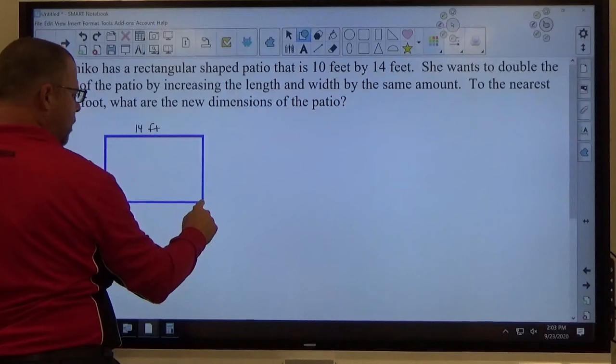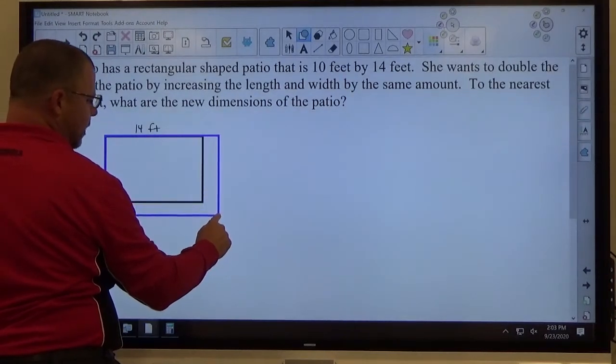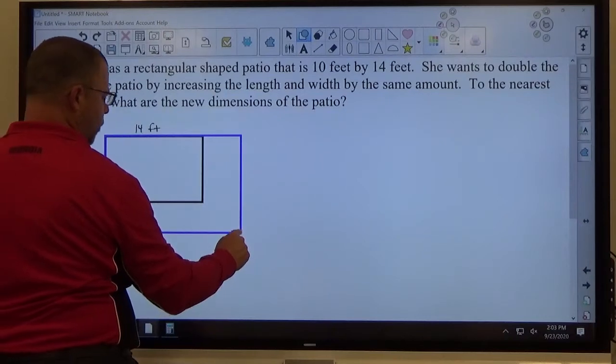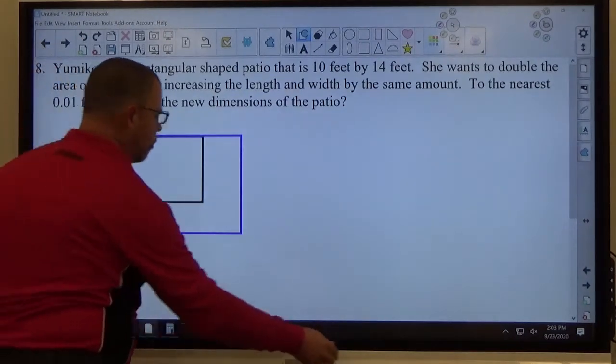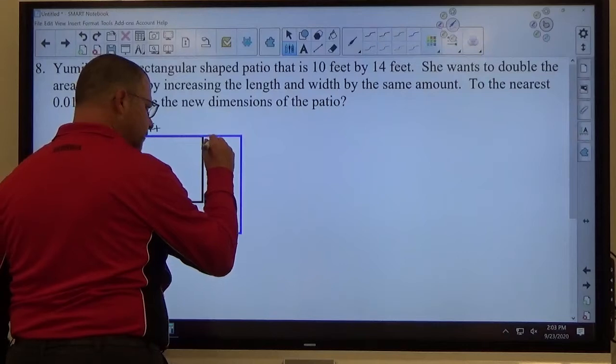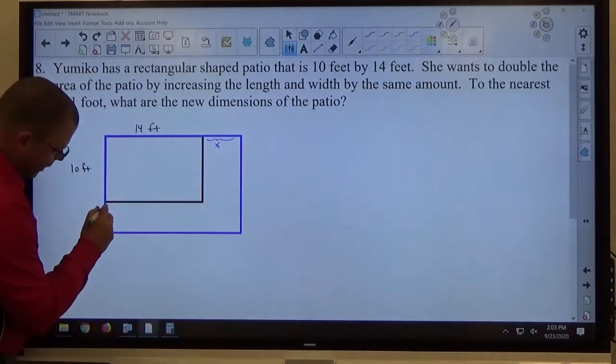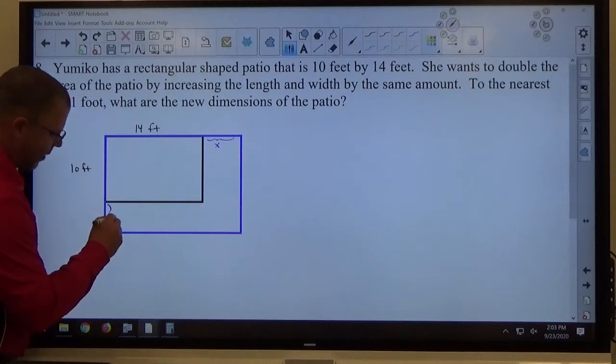So there's my 10 by 14. We're going to add some amount to both the length and width. So we're going to be adding some amount x here. We're going to be adding some amount x here.